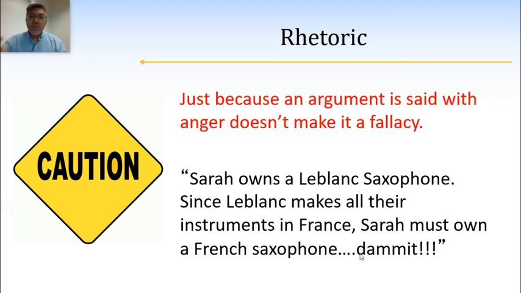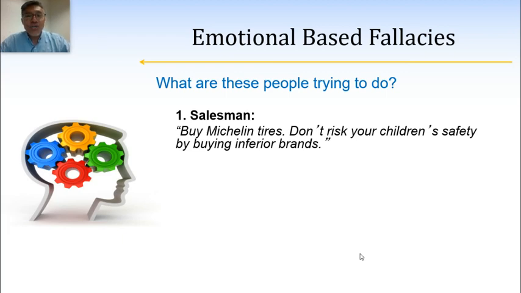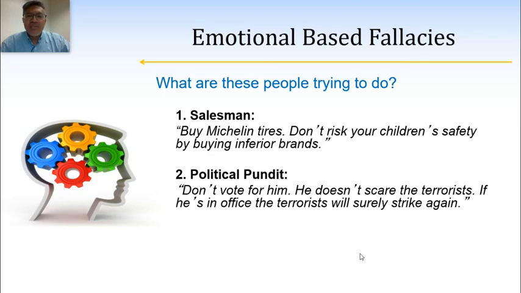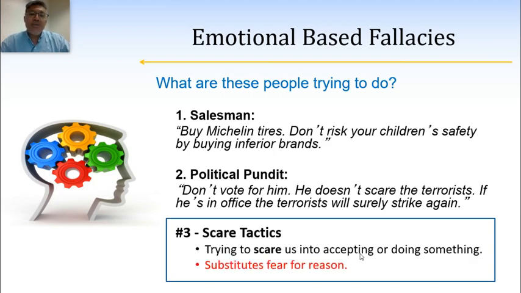So just something to keep in mind as you are listening or reading different arguments from different people. Oftentimes, as you mentioned last time, people will combine arguments with rhetoric to try to move people towards action, right? Okay, let's take a look at this. A salesman says, buy Michelin tires. Don't risk your child's safety by buying inferior brands. Can you see what they're trying to do there? Or how about this person? A political pundit says, don't vote for him. He doesn't scare the terrorists. If he's in office, the terrorists will surely strike again. Both of these speakers are trying to elicit fear, right? They try to scare their listener or viewer. So what we say is that instead of reason, they are substituting fear for reason, right? To try to scare us into accepting or doing something.